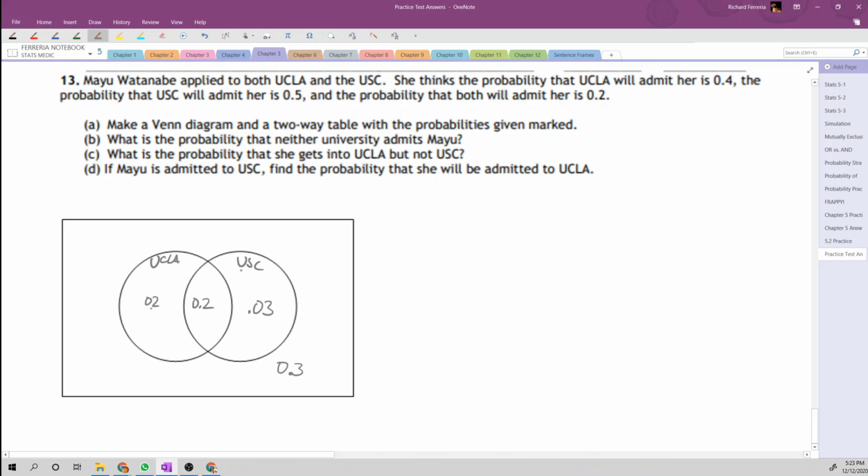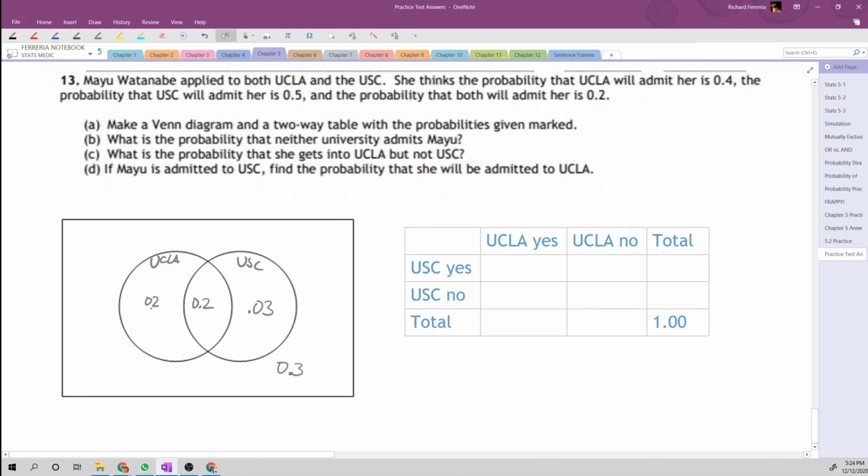Let's look at a two-way table now. Here's a pretty simple two-way table, and we just need to put our numbers in it. Just like before, we can start with the probability that both of them will admit her. So that's a UCLA yes and a USC yes. That's 0.2.